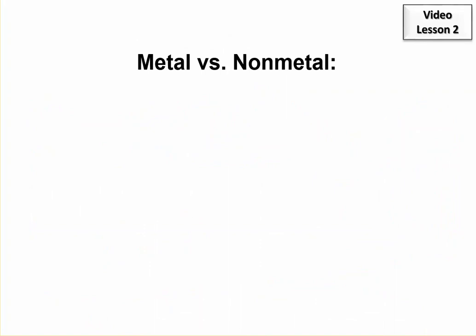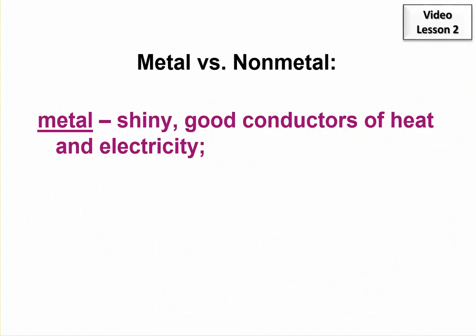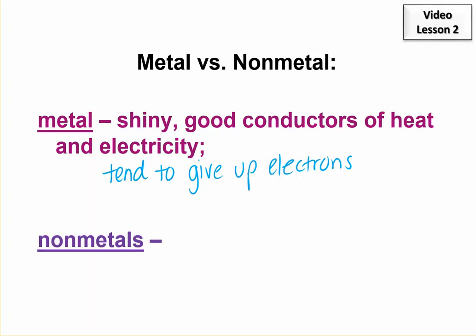Just property differences between a metal and a non-metal. Of course, some of the physical properties you already know. They're shiny, good conductors of heat and electricity. But you need to also know that they tend to give up electrons. They don't hold on to their electrons very tightly. That's why they are good conductors. Nonmetals are the opposite. They like to gain or share electrons.